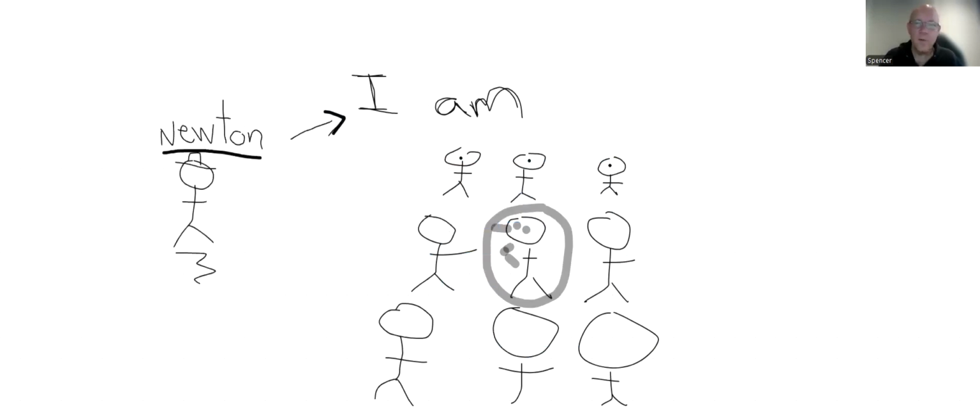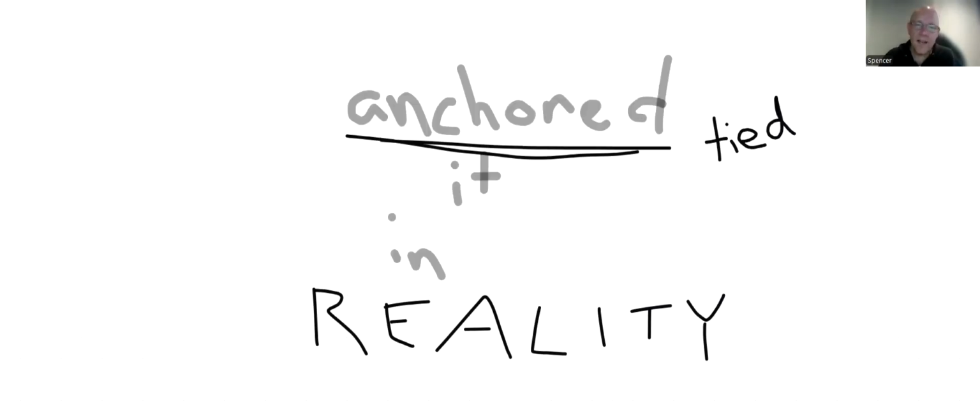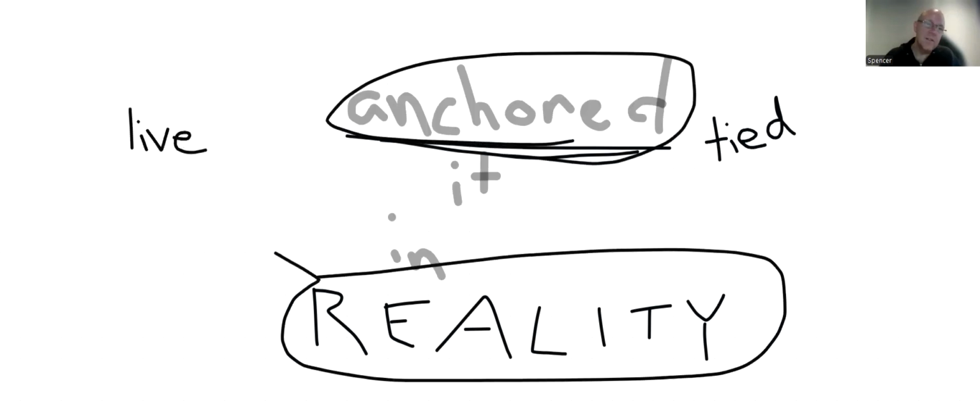Let's talk about why that's how we're going to teach English. Anchored in reality. Anchored, I mean like tied. The words we're using are tied tightly, or anchored, into a reality. And the reality must be lived, meaning experienced. And what does that mean?